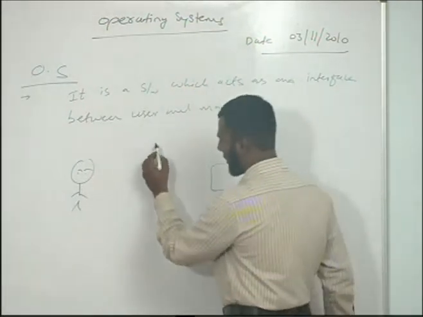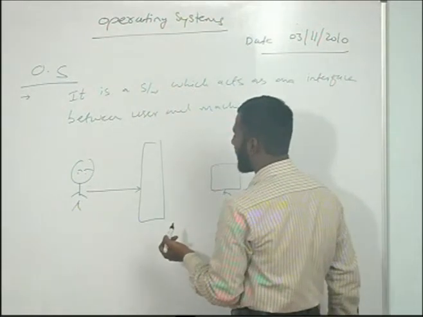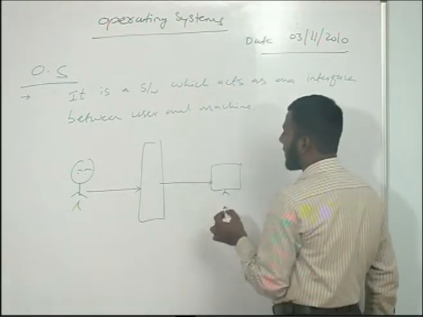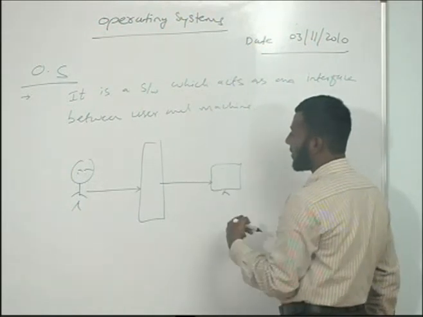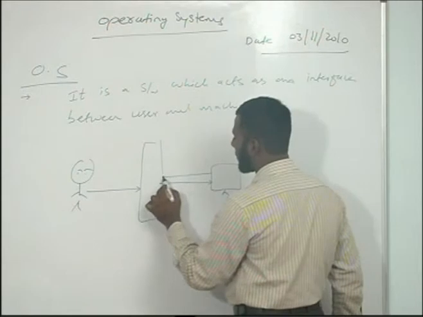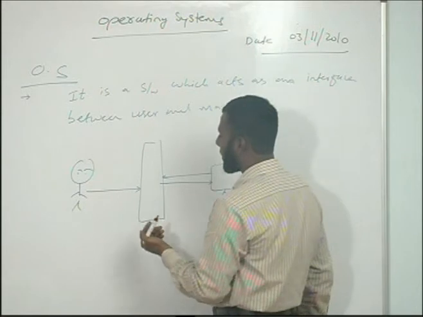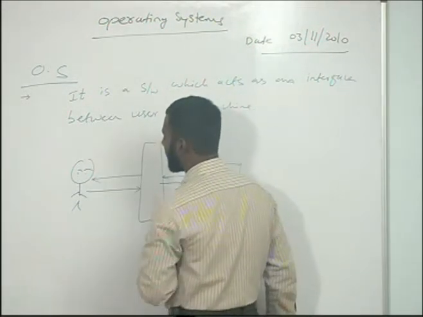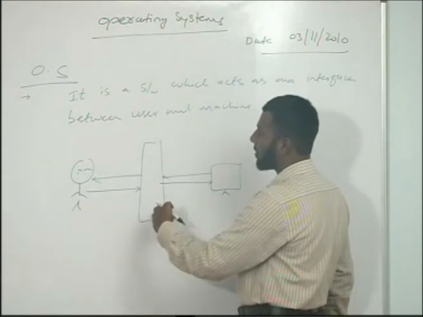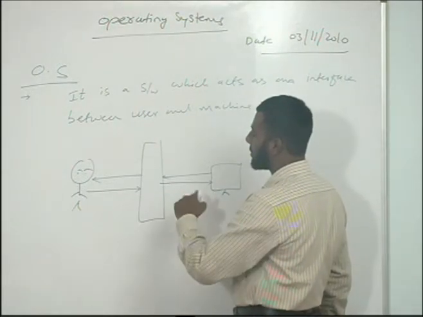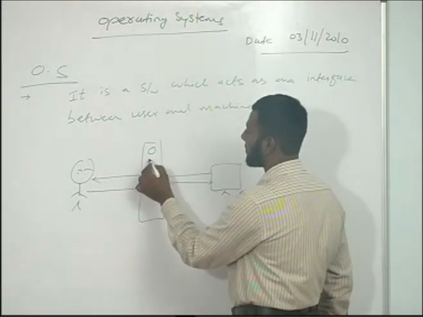So we need an interface which converts human readable format into machine readable format, and when it has been converted, the machine can process it and give the response back to the interface, and this interface receives the signals from the machine and converts them back into human readable format. So this interface, which converts user signals into machine signals and machine signals back to user signals, we call an operating system.